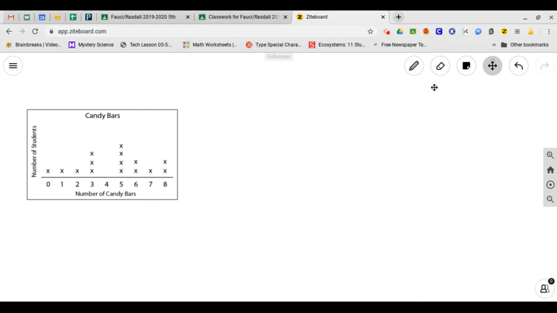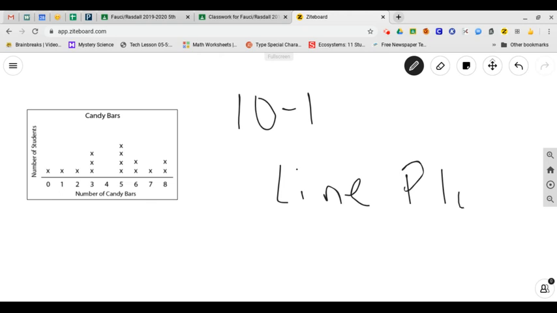It's chapter 10, and this chapter is going to be about line plots. This is 10-1, and it's a short chapter. We're just talking about line plots. Line plots are a type of graph. It's just a graph that shows you a certain set of data.